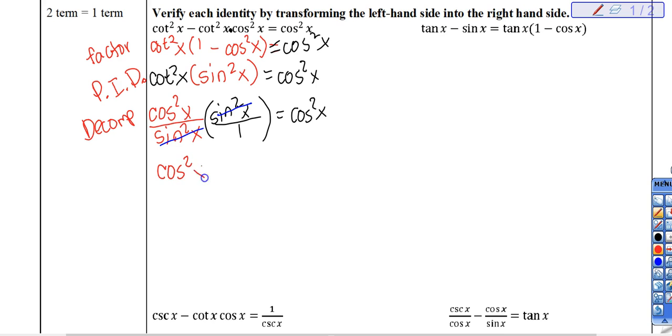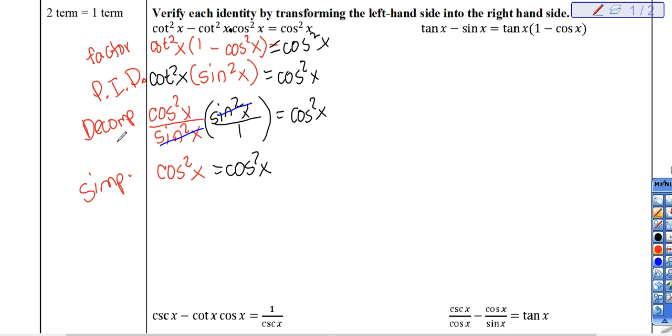Cosine squared x equals cosine squared x. So we made the left side equal the right-hand side, and we did that through simplification. And there you have it. Now when you do your homework, you might not see that, and you might decompose it first, and it might take you 5 steps instead of 4, and that's okay.